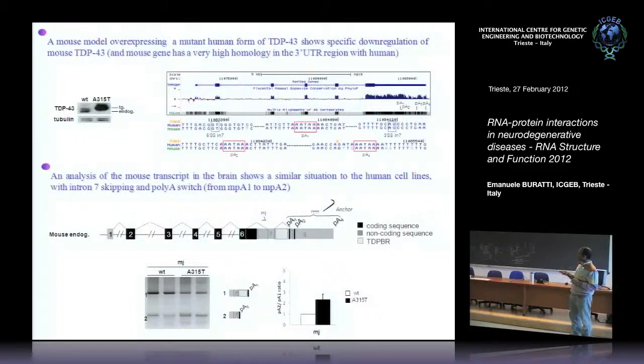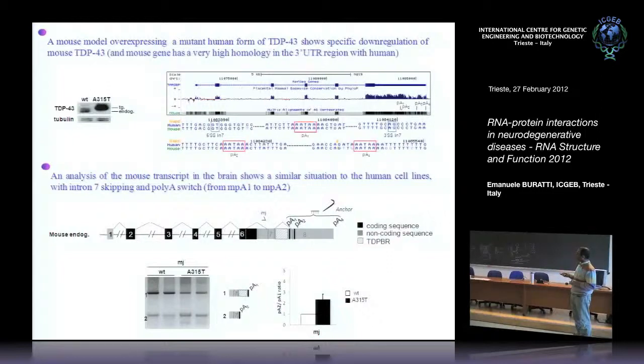This is actually to be expected, because if you look at the conservation of the human and mouse TDP43 mRNAs, you see that in the 3' UTR region, the conservation is almost as good as in the exonic sequences. And indeed, if you look more closely at the different polyadenylation sites, you see that all of them, with the exception of polyadenylation site 3 that is never actually used also in humans, they are all well conserved in mouse.